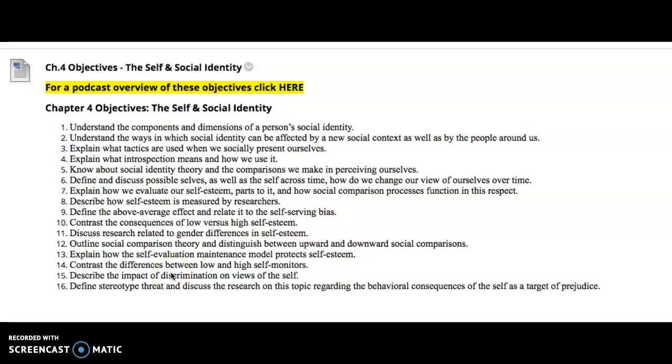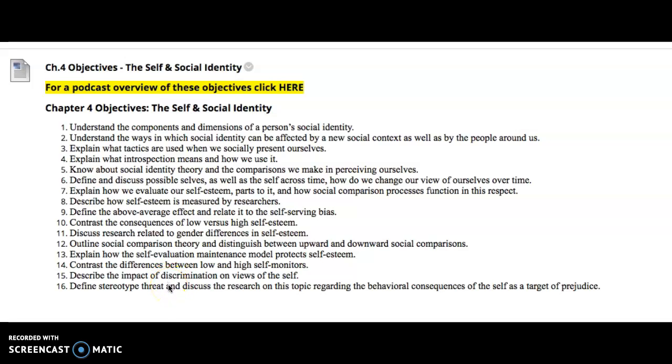Contrast the differences between low and high self-monitors. This is actually the subject of the article reading as well this week. So looking at how we monitor our own self-behavior in the presence of others. Some of us do this a lot. Some of us don't do this very much. What does that mean? What does that look like, and why?